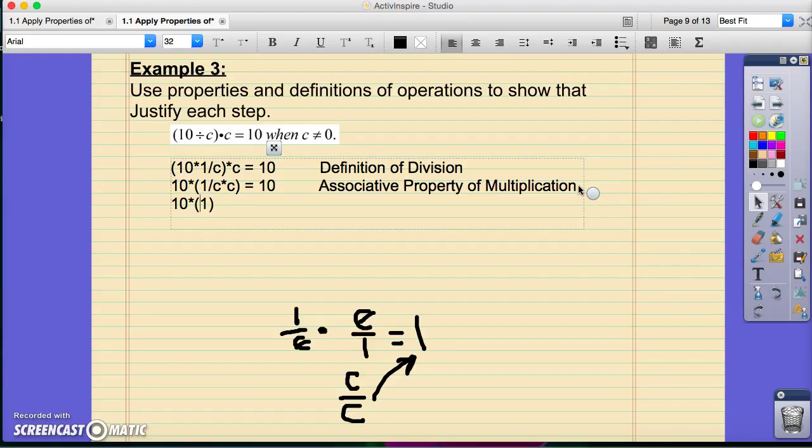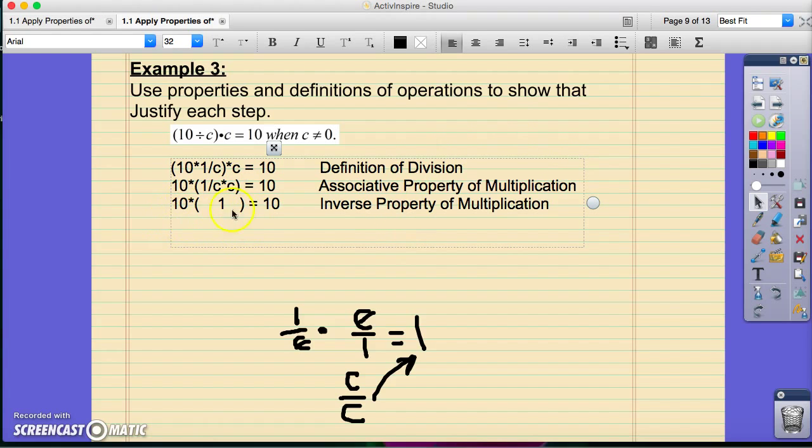And I usually like to put some bigger parentheses here. And what I did here to get this to 1, think about what property is when it multiplies to 1. You should get the inverse property of multiplication, because they cancel each other out when you multiply. They're inverses of each other.